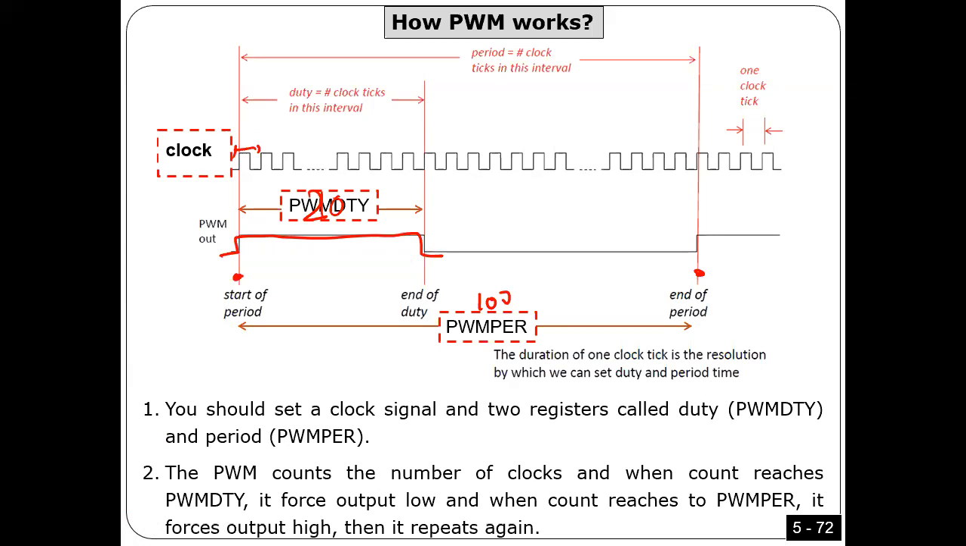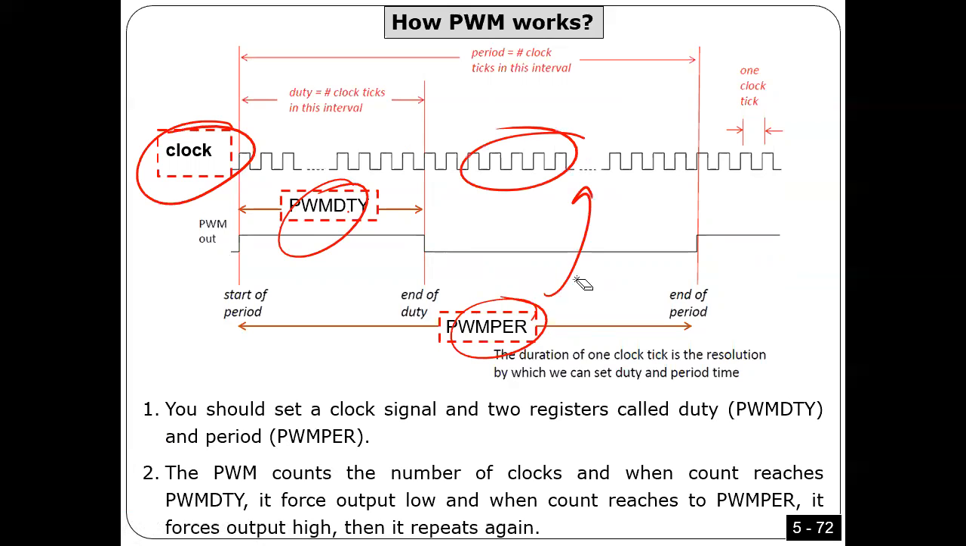Okay, so now that's all we have. We have a clock. I'm going to tell you how we can get this clock, and then we have two registers. In every register, you have to write a number. Using these two numbers, relative to the clock we have, we can generate a signal, something like that.